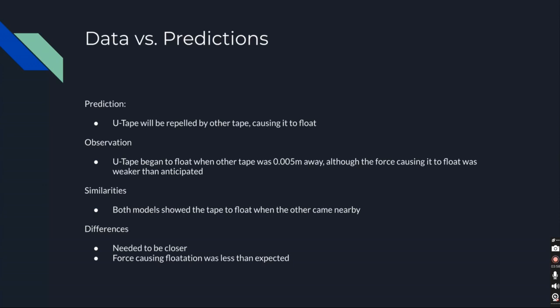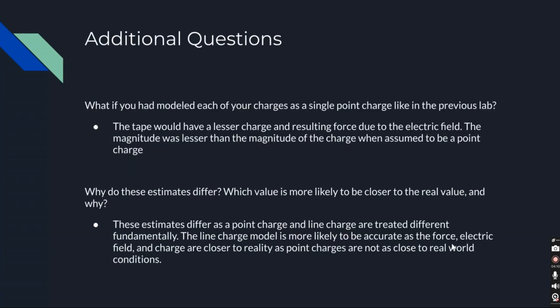We see that both models showed the tape to float when the other came nearby, but the difference is that they needed to be closer in the model, and the resulting force is a lot weaker than anticipated. So some what-if questions: what if the model had the charges of a single point charge? The tape would have a lesser charge and resulting force due to electricity. Due to the electric field, the magnitude was lesser than the magnitude of the charge we assume to be a point charge because the charge is spread out over a large area instead of just being a single point.